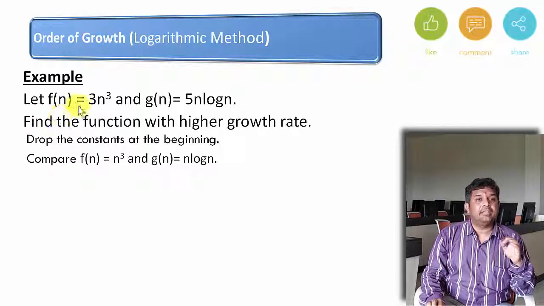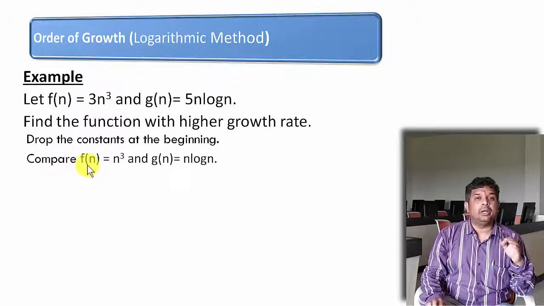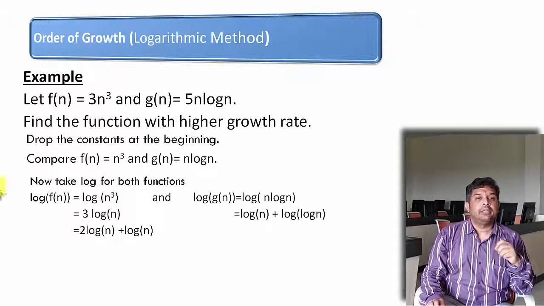So we are having 3 and 5 constants here in f(n) and g(n). After dropping the constant, we will get f(n) equal to n cube and g(n) equal to n log n. Now take log both sides. If you are taking log both sides, it will be log n cube for f(n), and if we apply the identity, it will be 3 log n. And 3 log n we can write 2 log n plus log n.